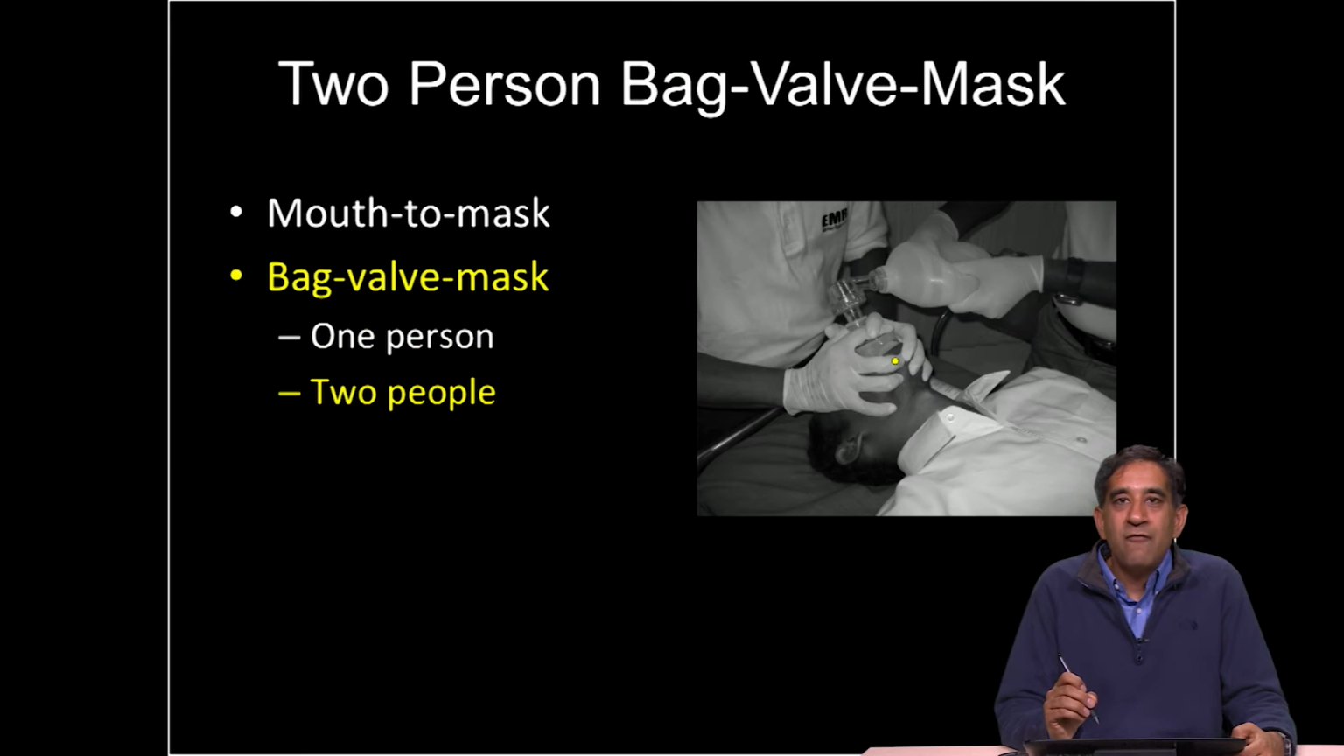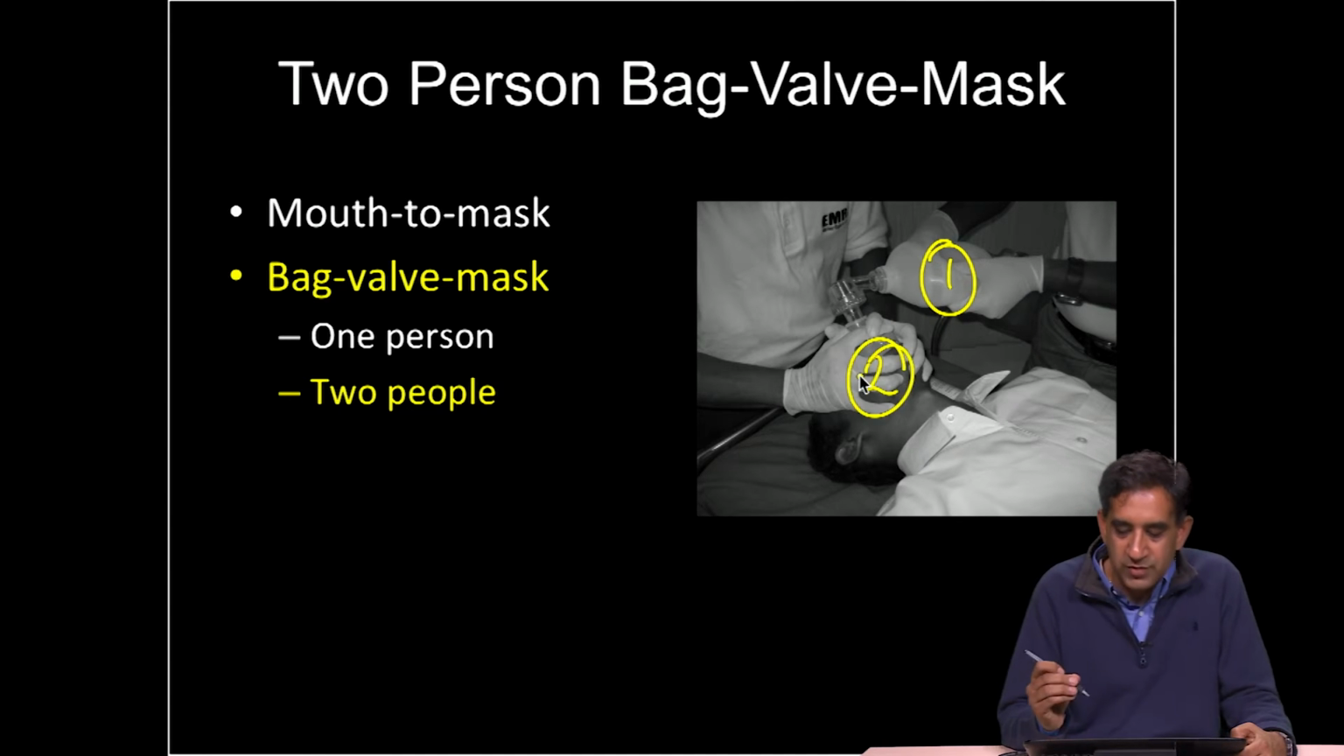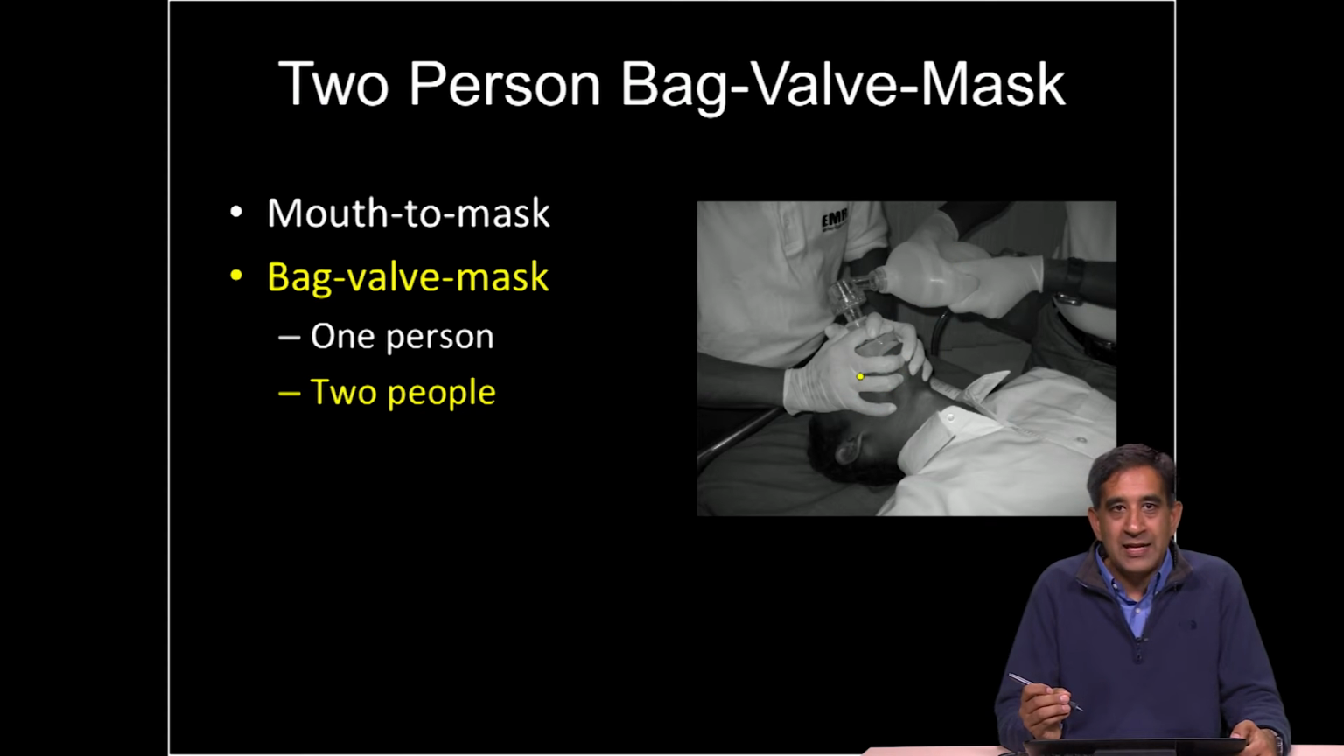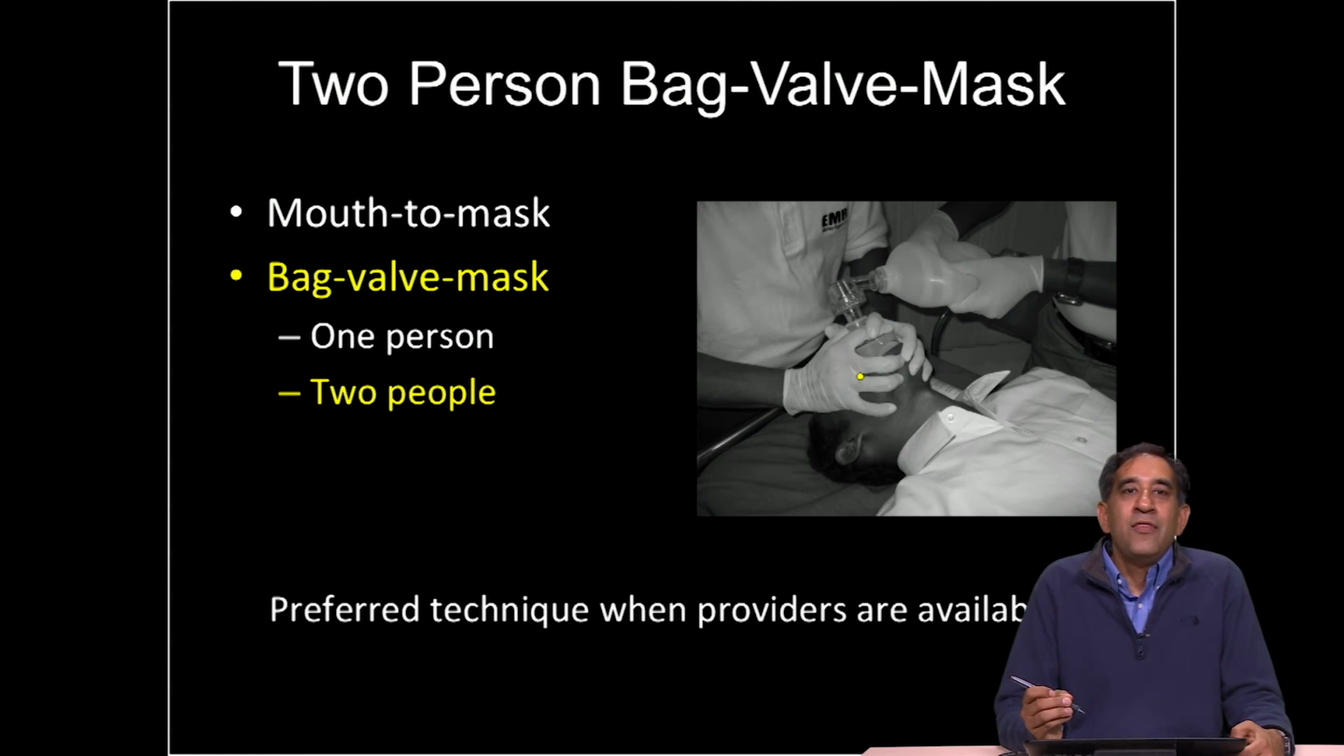So the toughest part of one-person bag mask ventilation is maintaining that mask seal. So when you have 2 providers, it's always better to have 2 people provide bag mask ventilation. One person's job is only to squeeze the bag at the appropriate rate and the appropriate volume. The other person's responsibility is to hold the mask on the patient's face and provide a good mask seal with both hands. And in doing so, this is the preferred technique when you have at least 2 providers available.